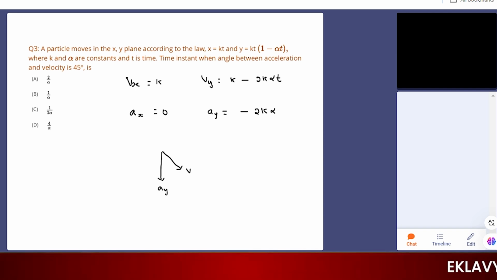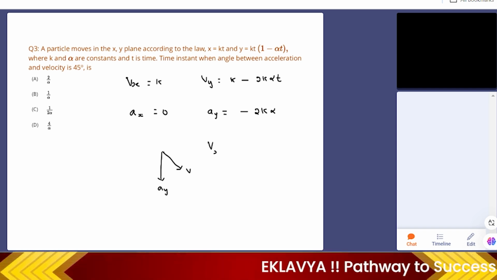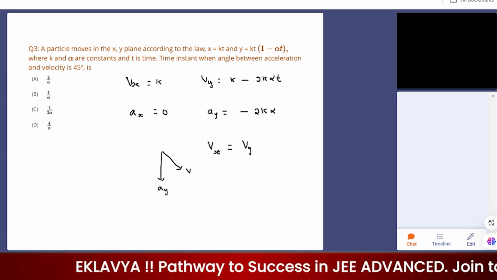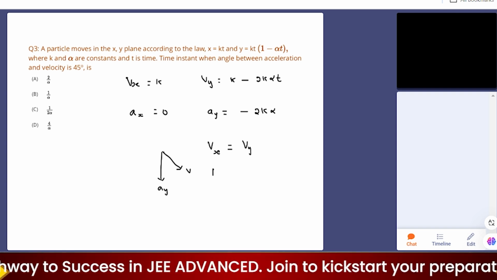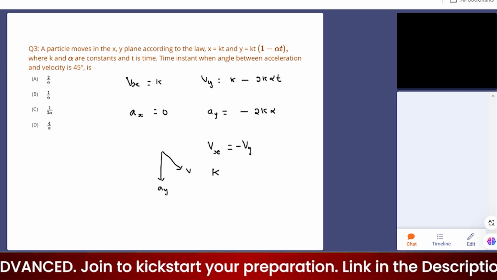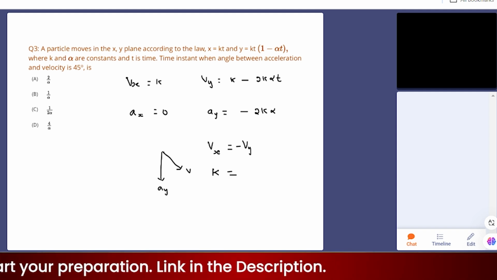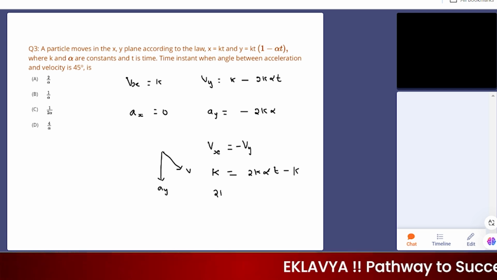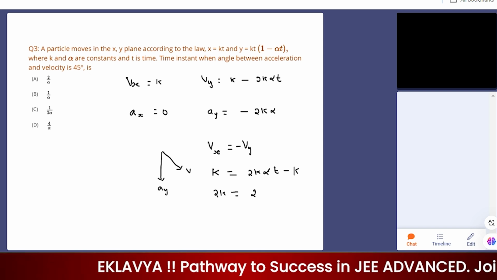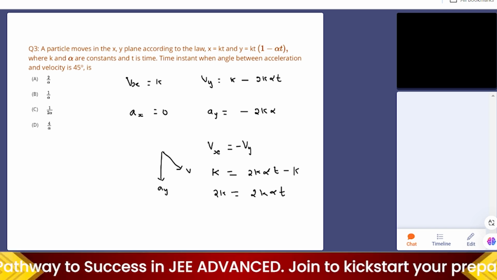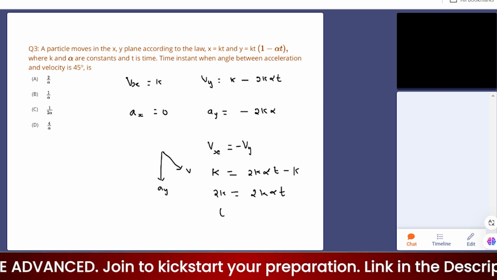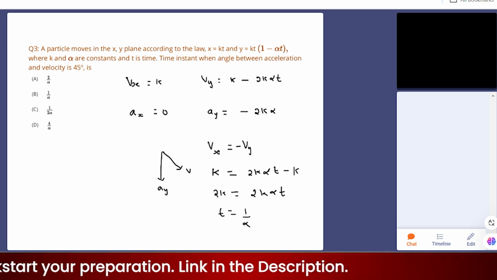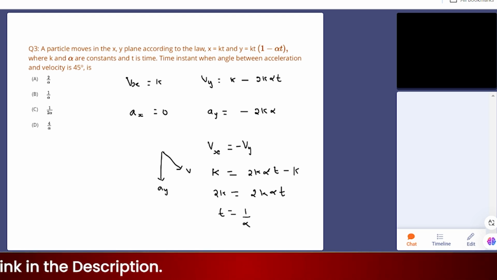If these both have to be at 45 degrees to each other, it is only possible if the Vx component is equal to the Vy component. So Vx component is k, of course it should be the negative of that y component. So this will be equal to 2k alpha t minus k. So it will give us 2k is equal to 2k alpha t. 2k will cancel. That will give us the t value as 1 by alpha, and you have your value as option B. Okay.